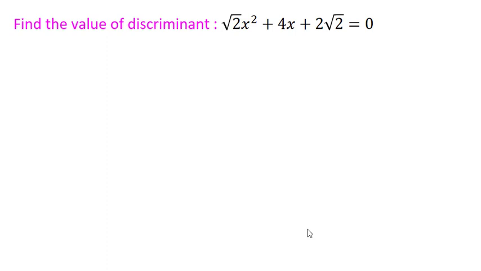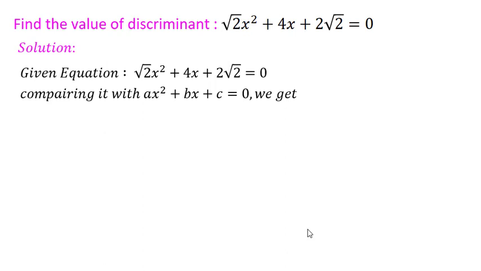Now when the b square minus 4ac value is more than 0, then in that case I have two real roots which are unequal. When the value of b square minus 4ac is equal to 0, I have two equal real roots. That is, I will get one root only as the roots are repeating. And if b square minus 4ac is less than 0, then in that case we have non-real roots. So we can say that there is no real root possible. So here we have to find the discriminant. So let us first compare this given equation with ax square plus bx plus c.